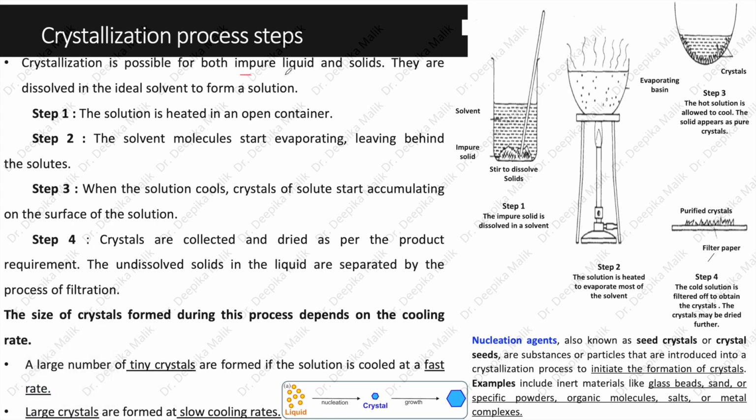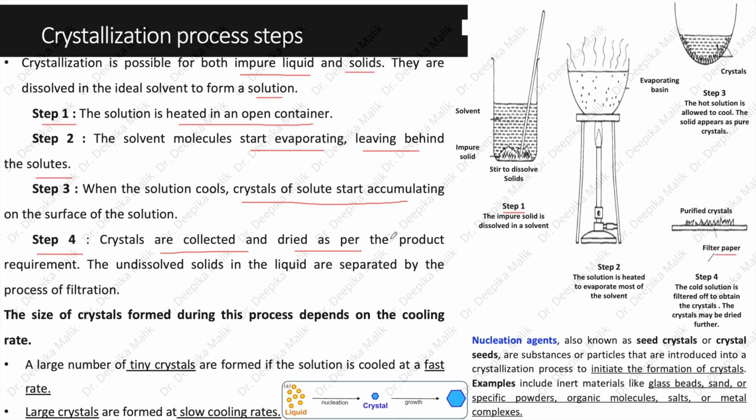Crystallization is possible for both impure liquids and solids. They are dissolved in the ideal solvent to form a solution. So step 1 is the solution is heated in an open container, as you can see in the diagram. In step 2, the solvent molecules start evaporating, leaving behind the solutes. In step 3, when the solution cools, crystals of solutes start accumulating on the surface of the solution. In step 4, crystals are collected and dried as per the product requirement. The undissolved solids in the liquids are separated by the process of filtration.